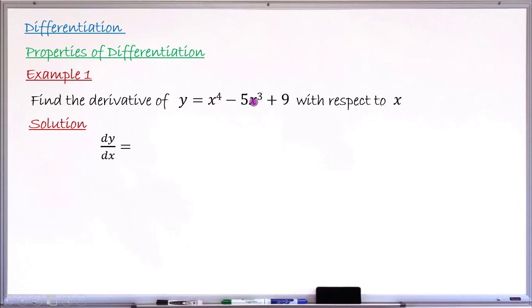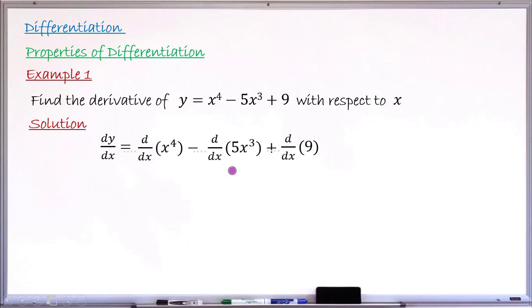I can see 1, 2, 3 terms there. So the derivative of this function will now be equal to the derivative of the very first term, that is x raised to the power of 4, minus, because it is minus here, the derivative of the next term, that is d by dx of 5x raised to 3, plus the derivative of 9, which is the last term, d by dx of 9.